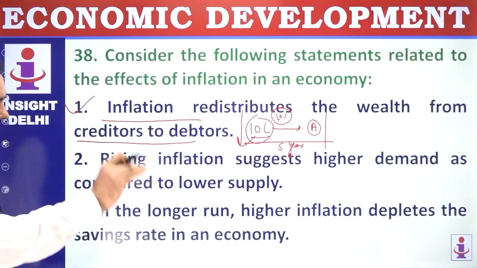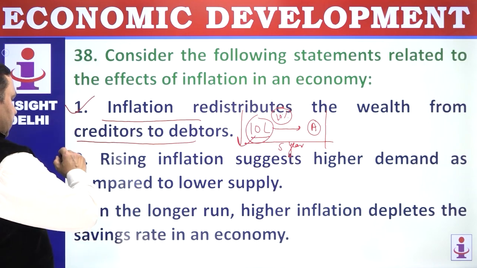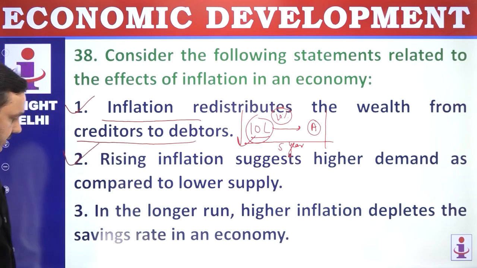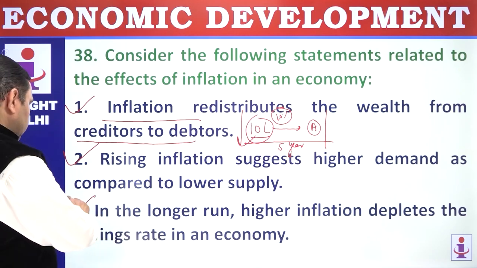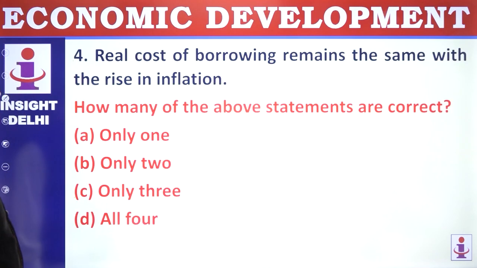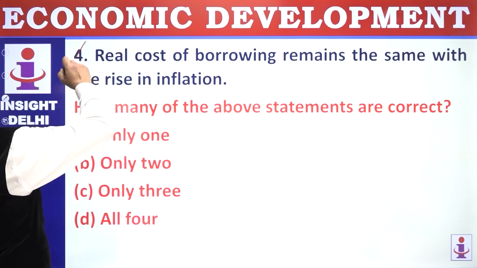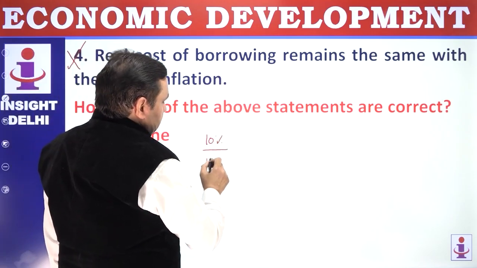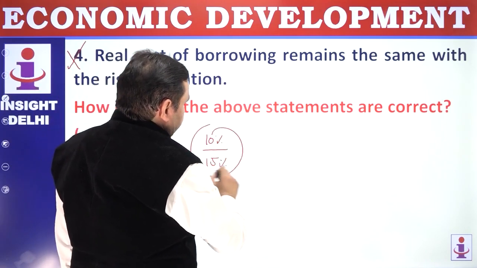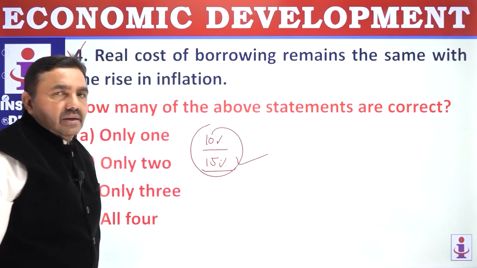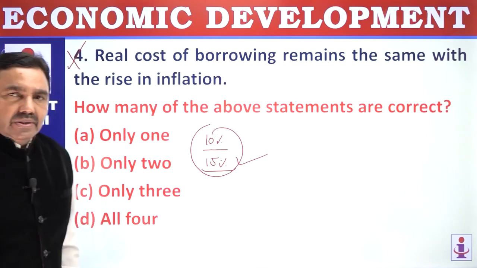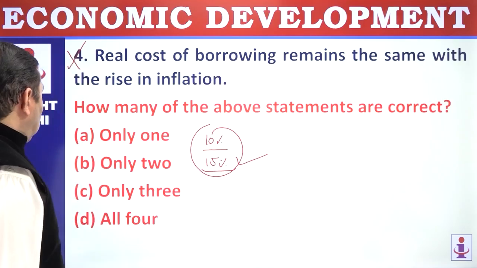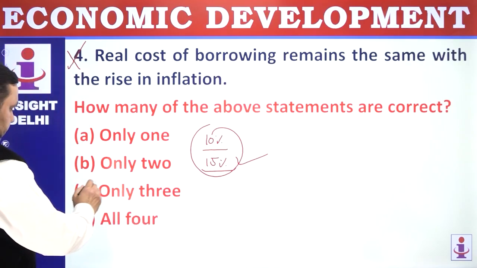Rising inflation suggests higher demand. Of course, more money chasing few goods. In the long run, higher inflation depletes saving rate. Of course, nobody would like to save because in future the value of money goes down. Real cost of borrowing remains same. No, it's wrong. Real cost of borrowing goes down because, as I told you, if rate of interest is 10% and inflation is 15%, basically you are making 5% money, in spite of the fact you are borrowing at the rate of 10%. So that way you have to see it. Of 1 to 3, only 3 are correct here.